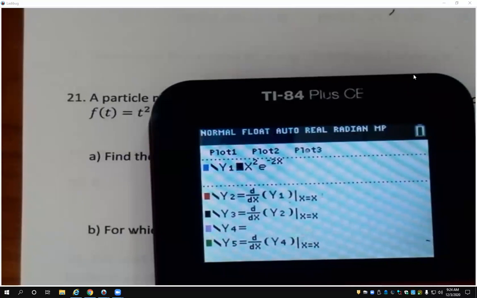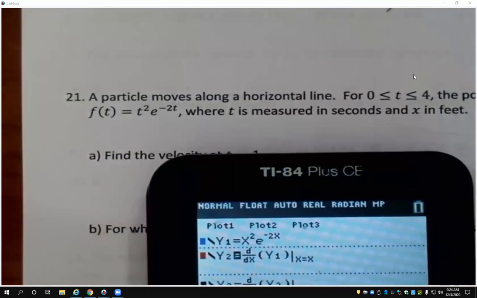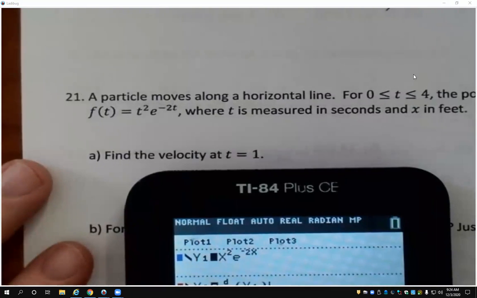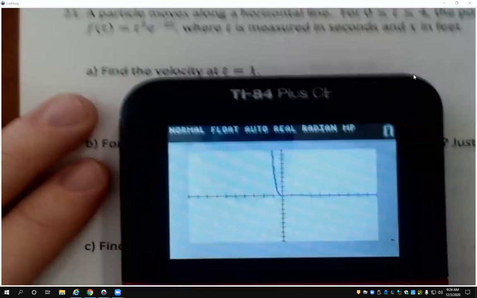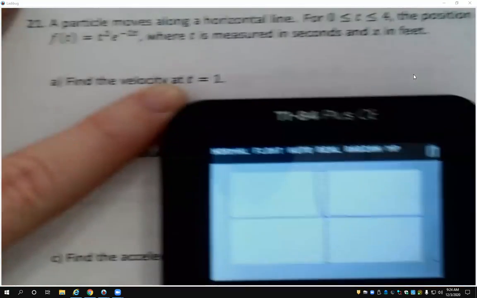So turn off y1, turn on y2. Now, this is just one way to do it, right? Another way is you could just go to y1. Well, I'm going to do it that way this time. Instead of going to my derivative, I'm going to look at y1, which is my position function. So here comes the graph of my position function. I want the velocity at 1, which means the derivative.